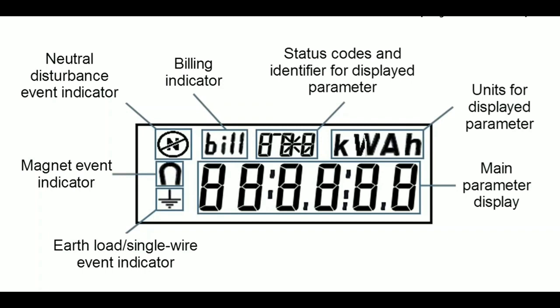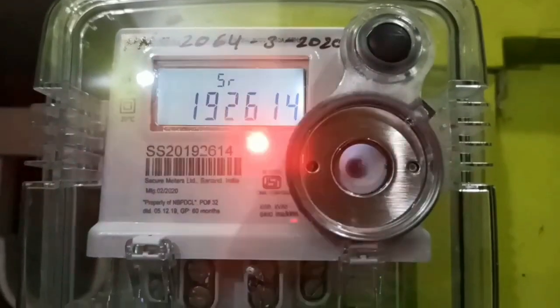So this is what it looks like. For example, if your neutral is missing, then this will be crossed like this. It will display that there is something wrong with the neutral. Otherwise, if it's healthy, then nothing will be shown. And then the bill indicator also will be shown, like bill 1, bill 2, like that. Okay, so we'll go further.